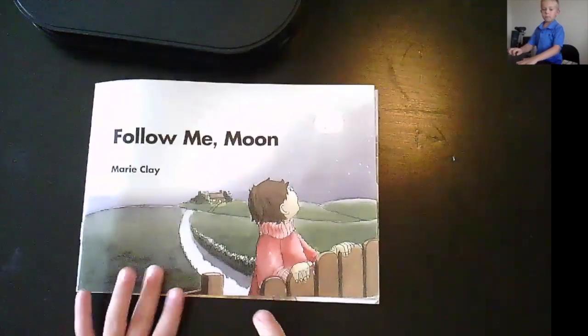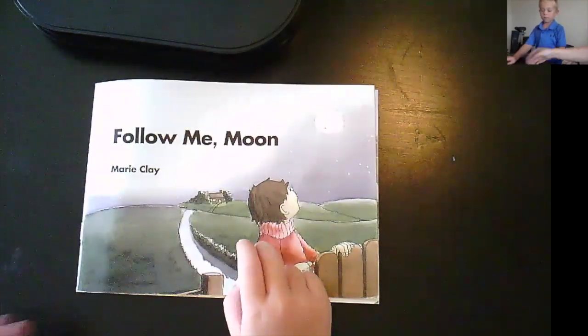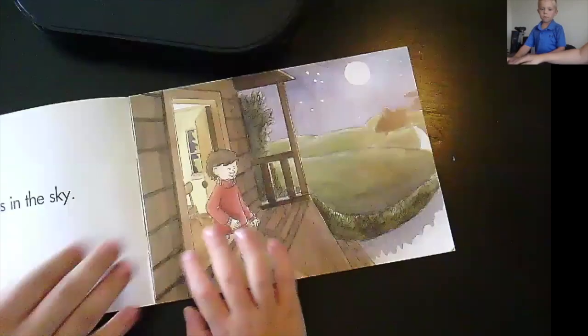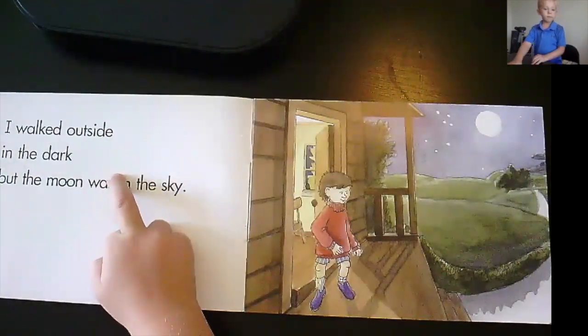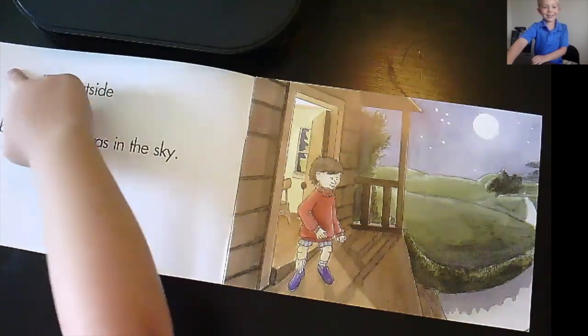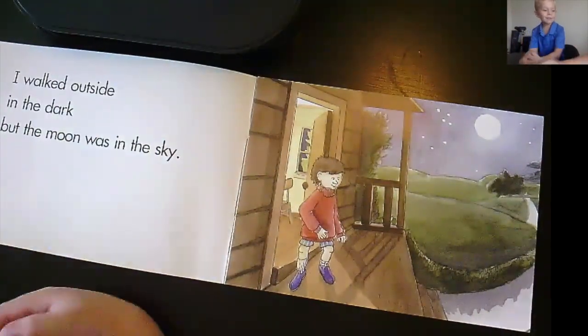I'm going to read you this story, but I want you to help me. Can you show me the front of this book? Okay, I'm going to read the story and you help me. Show me where I start to read. Right at the top. There you go. Okay, I'm going to read it out loud.